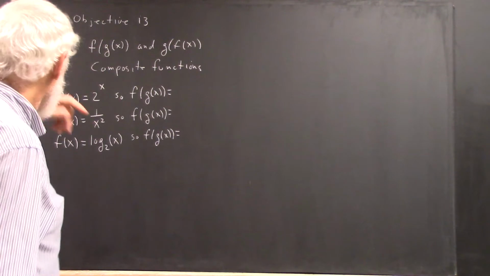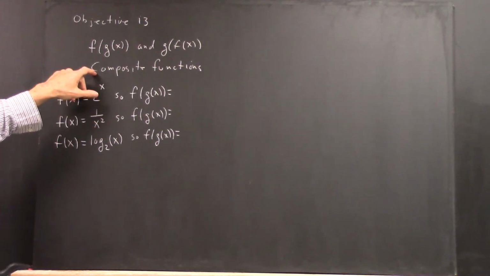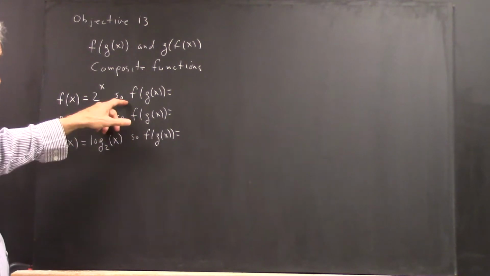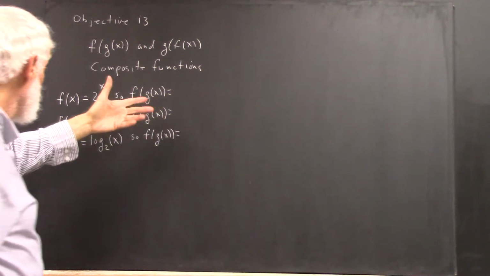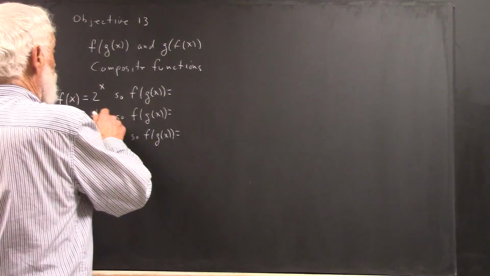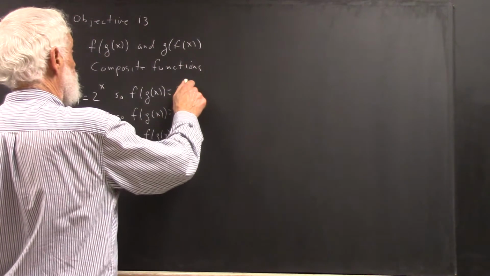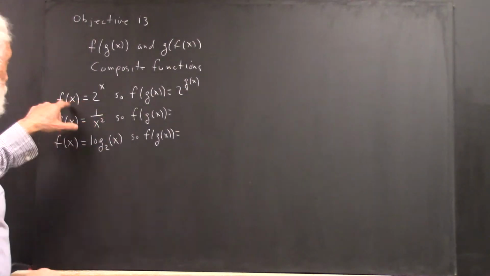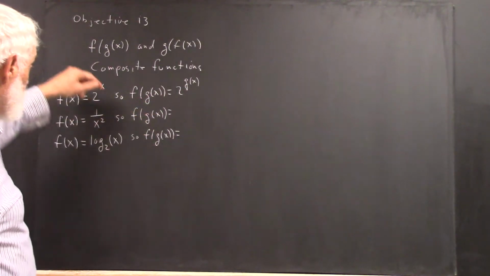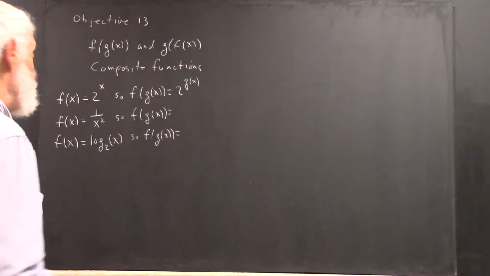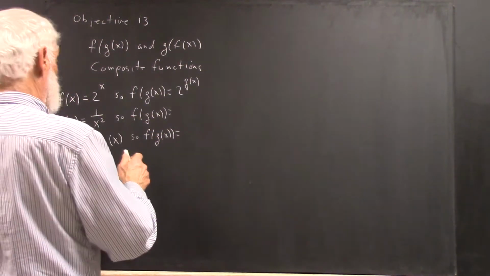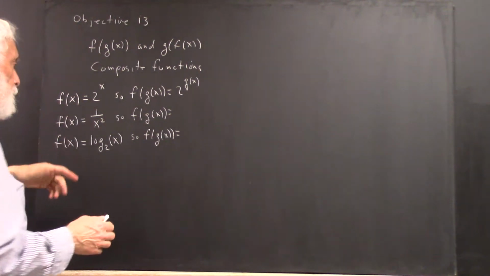Okay? So if f of x equals 2 to the x, well, we don't know what g of x is yet, but we know that we can do f of g of x because we've done this. We know that f of g of x is 2 raised to the g of x. In other words, x has been replaced by g of x, so we replace x by g of x. Something I hope everybody is very much used to by now.